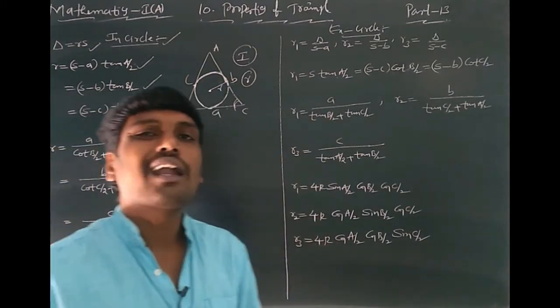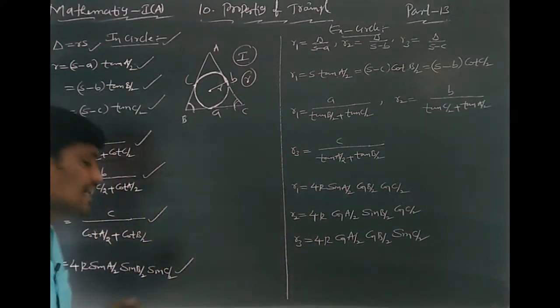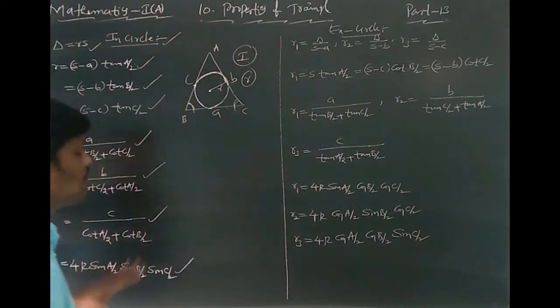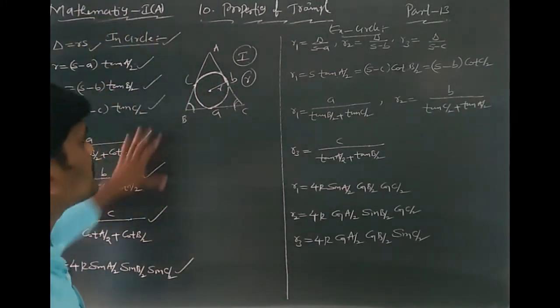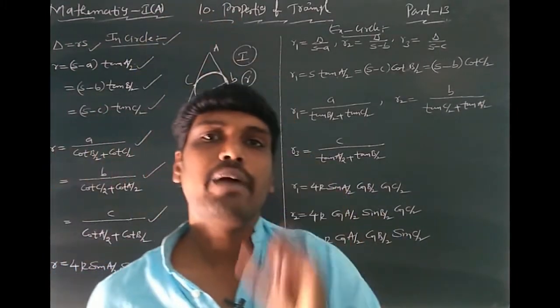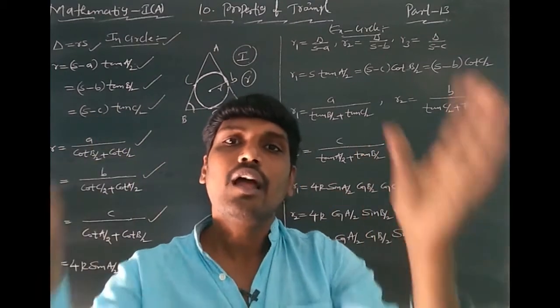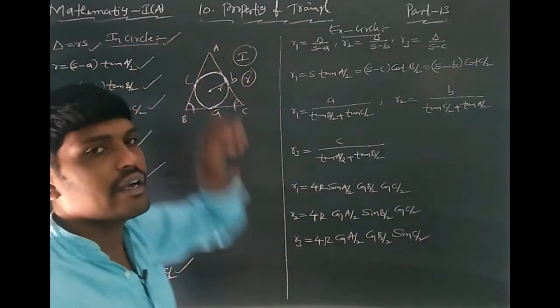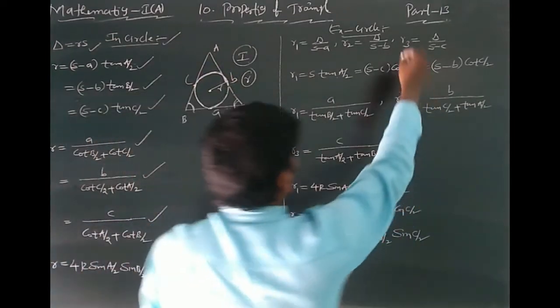In this formula, 4R into sin A by 2 into sin B by 2 into sin C by 2, R is the circumradius. A, B, C are the angles of the triangle. These are all in circle and in radius dependent formulas. In circle, totally the in circle model formulas are these. This is the definition.